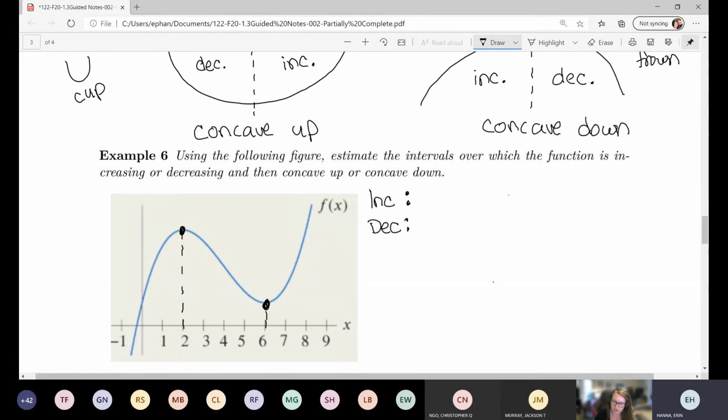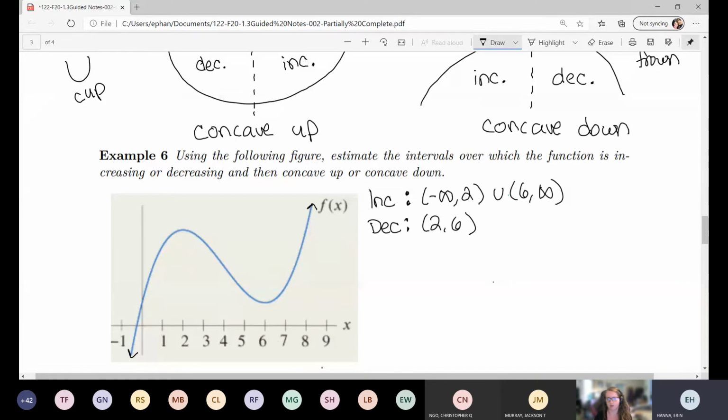In that first piece from -infinity up to 2, we're increasing. That second piece from 2 to 6, we're decreasing. And then from 6 to infinity, we're increasing. We're just going to assume that this continues on forever in both directions. And again, if you wanted to put brackets on all of those except the infinities, that's perfectly fine. So now, new idea, this concavity piece.